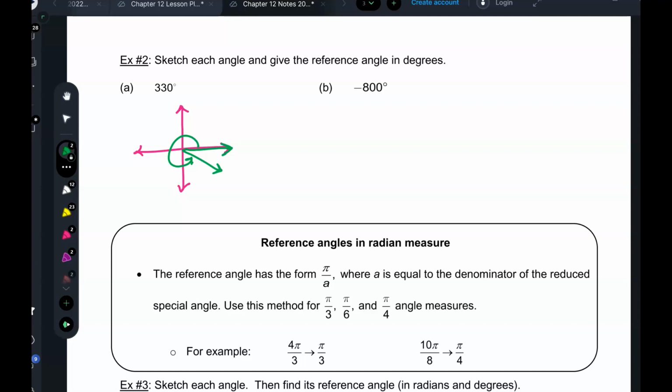But you don't even need to draw it. Well, I want you to sketch the angle. There are two parts: sketch the angle and then give the reference angle in degrees. You guys probably just did this in your head, but what's the actual process? 360 minus 330. So you'll just write reference angle equals 30.